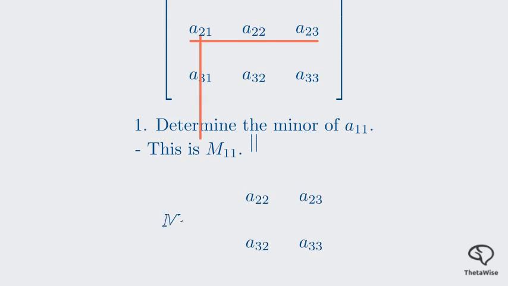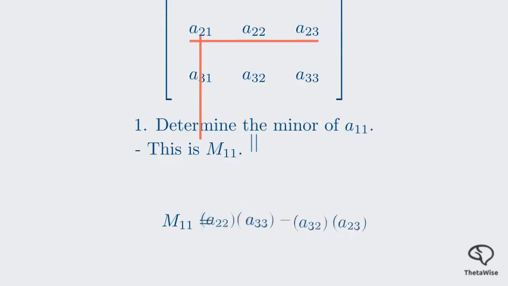So, the minor of a 1,1, which we write as m sub 1,1, is equal to the value of this 2x2 determinant. Now, how do we evaluate a 2x2 determinant? The rule is to multiply the elements on the main diagonal and subtract the product of the elements on the other diagonal. So we have a 2,2 times a 3,3 minus a 3,2 times a 2,3. This gives us the full expression for the minor of a 1,1.